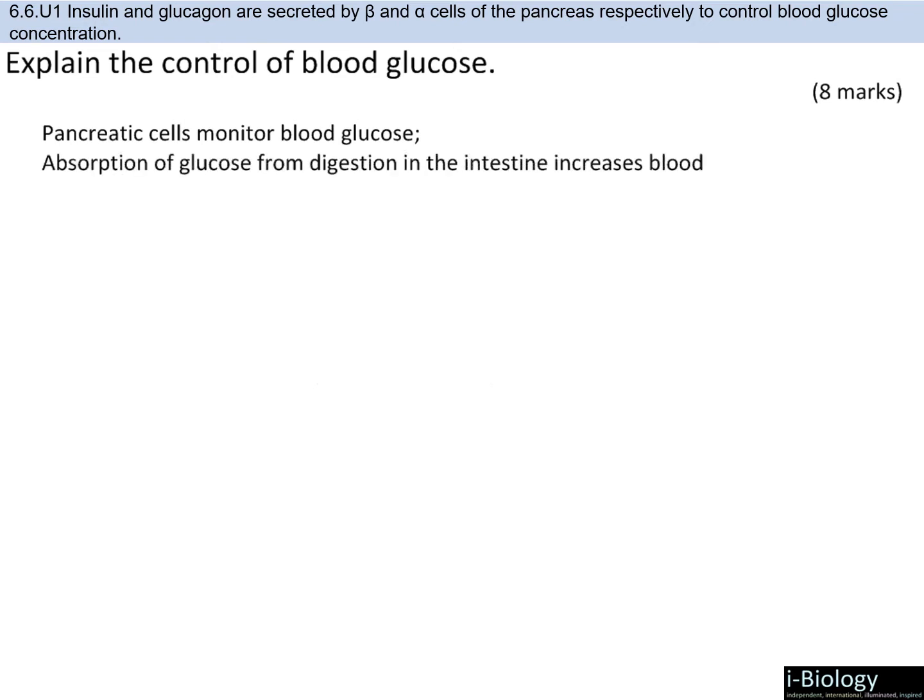Our blood glucose levels go up because we absorb glucose into our blood through the process of digestion, from absorbing the material that we eat. Versus if we're fasting, then blood glucose levels will go down.